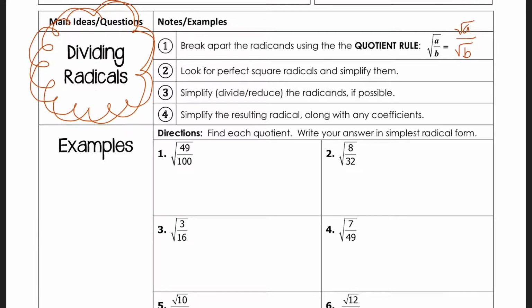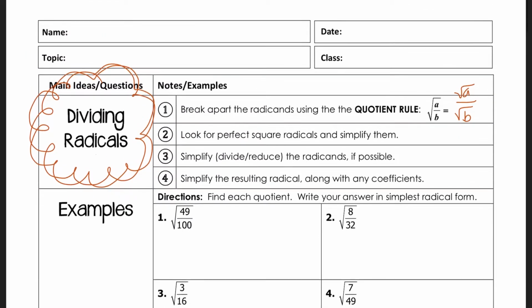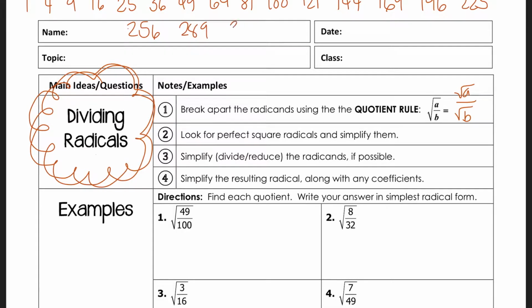Then you're going to look for perfect square radicals and simplify them. So you need to be able to identify perfect squares. If you need to keep a list of them nearby, certainly you can do that. We can write them at the top of the page here so that you don't forget what they are. 1, 4, 9, 16, 25, 36, 49, 64, 81, 100, 121, 144, 169, 196, 225, 256, 289, 324, 361, and 400. So if you have that list nearby, that will help you.